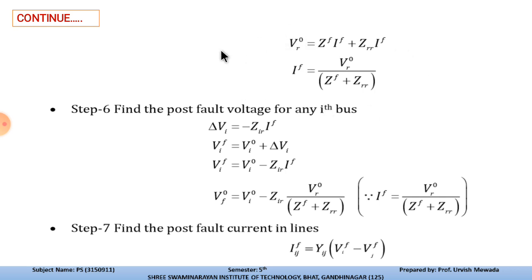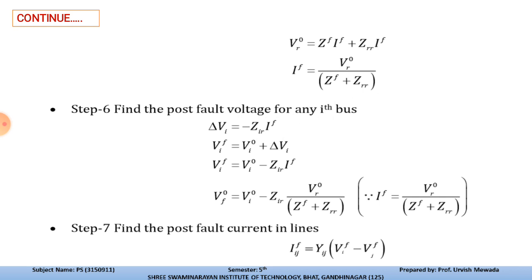After that, we have step number 6, that is to find the post-fault voltage for any ith bus. Means we can determine the voltage and current of any bus where the fault occurs. So for the ith bus, we have an interconnected power system. From that we have so many generators and so many lines. So it is not predicted that at this particular line the fault will occur.